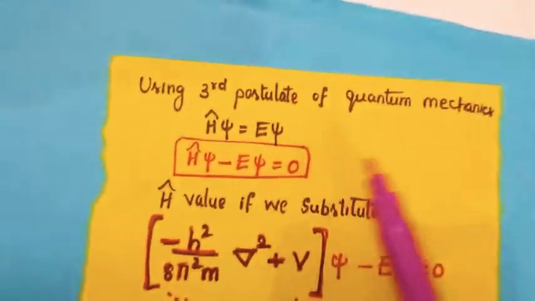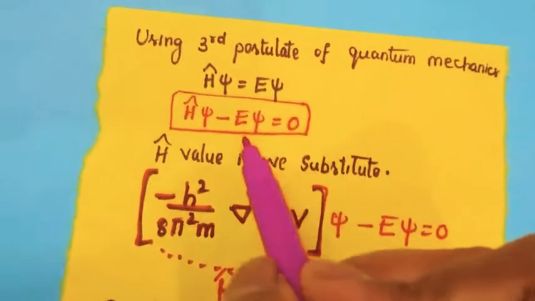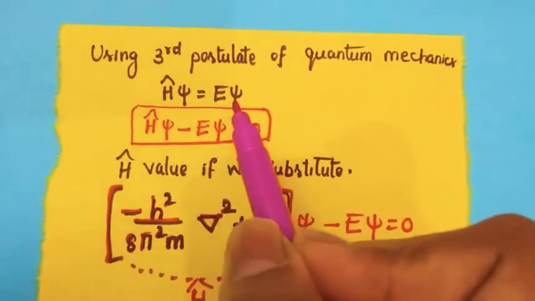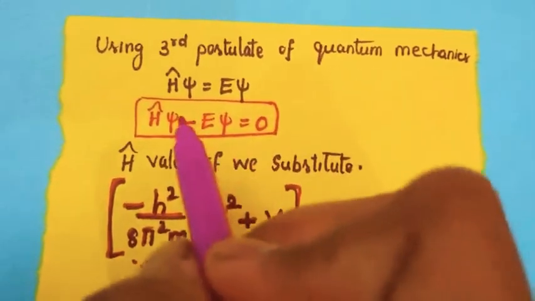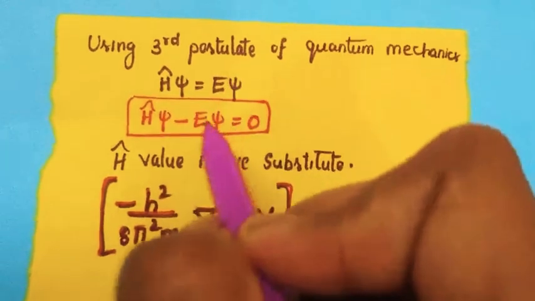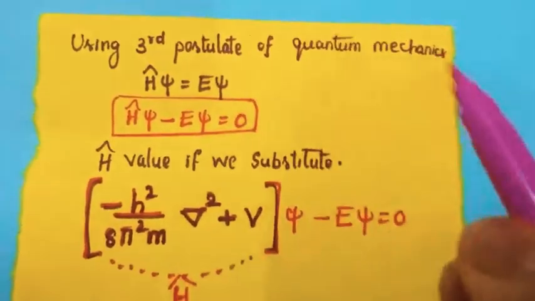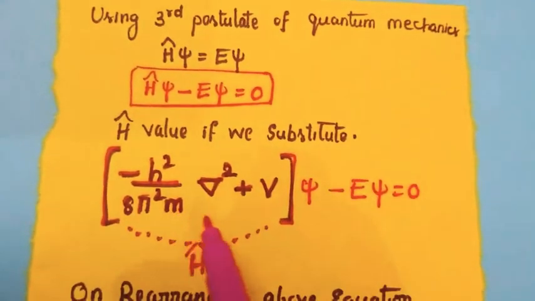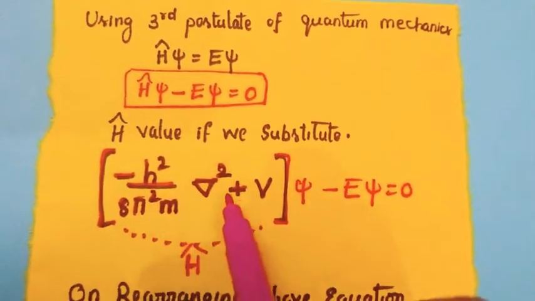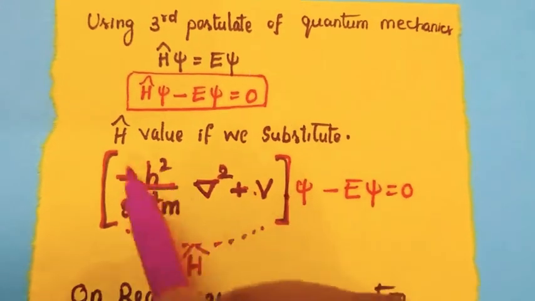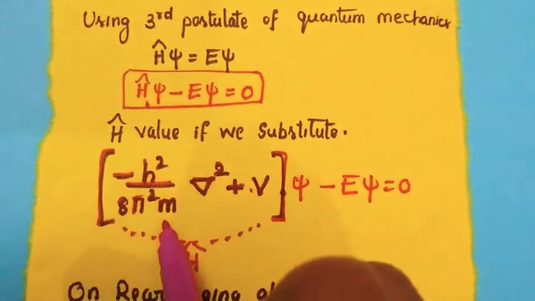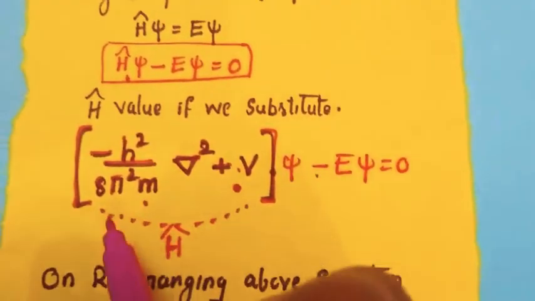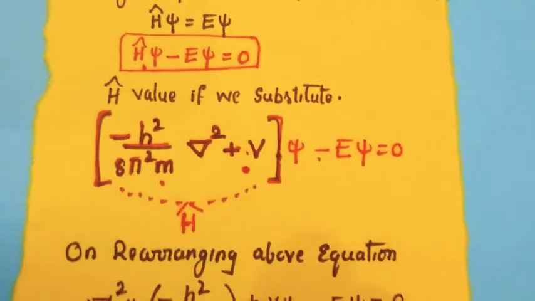According to the quantum mechanics third postulate, we know the Hamiltonian operator gives information about energy, that is, h cap psi equals E psi. Here we can also write this equation as h cap psi minus E psi equals 0. And as we know the value of the Hamiltonian operator h cap, we can substitute it, that is, minus h square upon 8 pi square m del square plus V. So h cap gives information about total energy, that is, kinetic energy plus potential energy. Psi minus E psi equals 0. This is the overall value of the Hamiltonian operator.